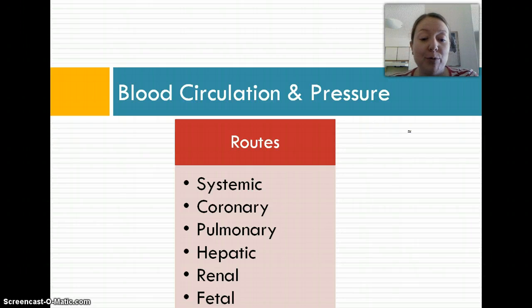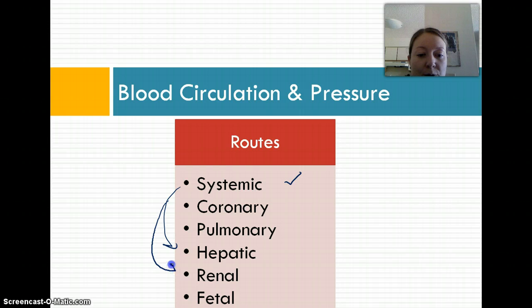What I'm going to walk you through now are the major pathways that blood flows through the body. In general, we have the systemic circulation, which actually includes hepatic and renal. We'll also look at the coronary, the pulmonary, and a special case of circulation which looks at babies developing and how their circulation routes vary from when they're newborns to the rest of their life.